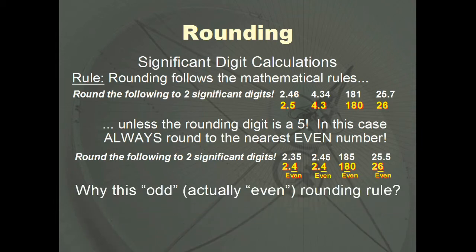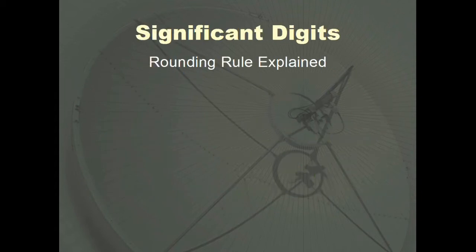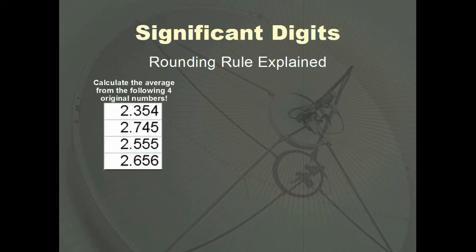Now, why this odd, well, actually even rounding rule when we're dealing with significant digits and in calculations? Let me give you a little thought example. Here is a list of 4 numbers. Now let's calculate the averages just the way they are. Let's forget for a minute about significant digits. Let's just calculate the averages of those 4 numbers. What I'm coming up with is 2.5775. Well, that's a pretty exact measurement.